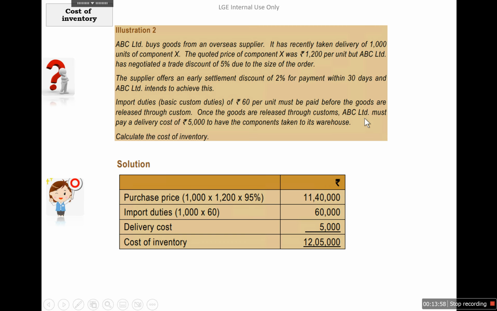And apart from it, ABC Limited must pay a delivery cost of 5000. So this is also a part of the cost of the inventory, because it is required to bring the inventory to its current location and condition. The current location is the warehouse, so we'll consider it.